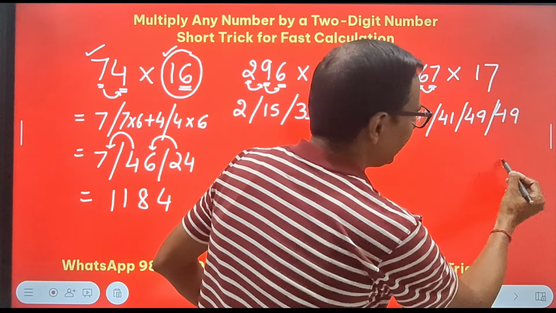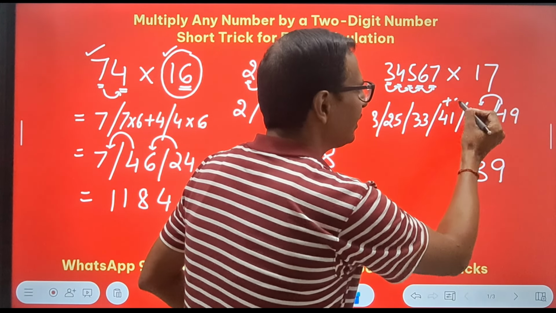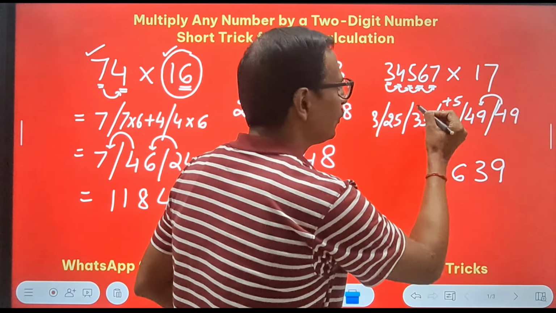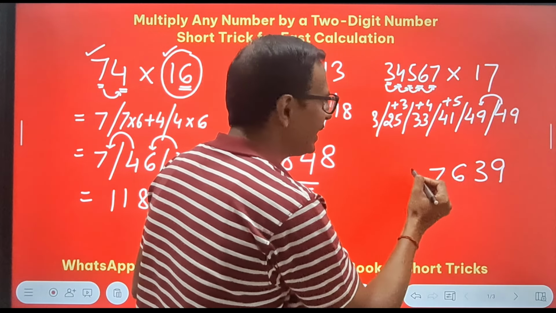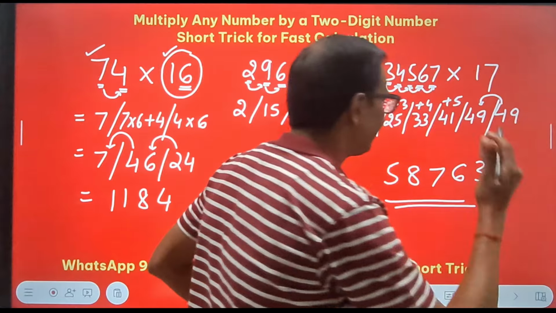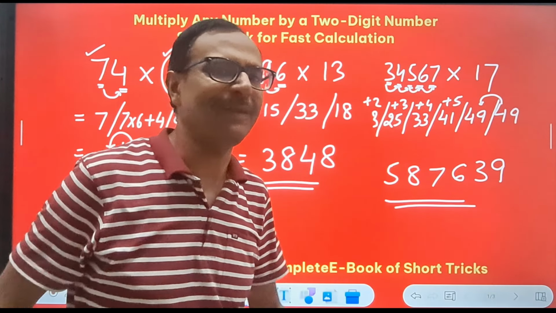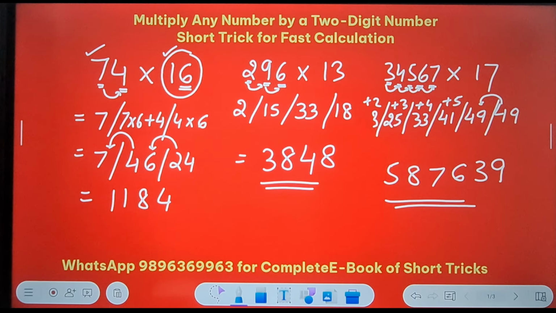And now start. 9, 4 carried, 53 means 3, 5 carried, 46 means 6, 4 carried, 37 means 7, 3 carried, 28 means 8, 2 carried, 5. There we have the answer. 5, 8, 7, 6, 3, 9. Okay, let's ensure that you are feeling comfortable with this method first. So I hope you have understood what I am doing here.